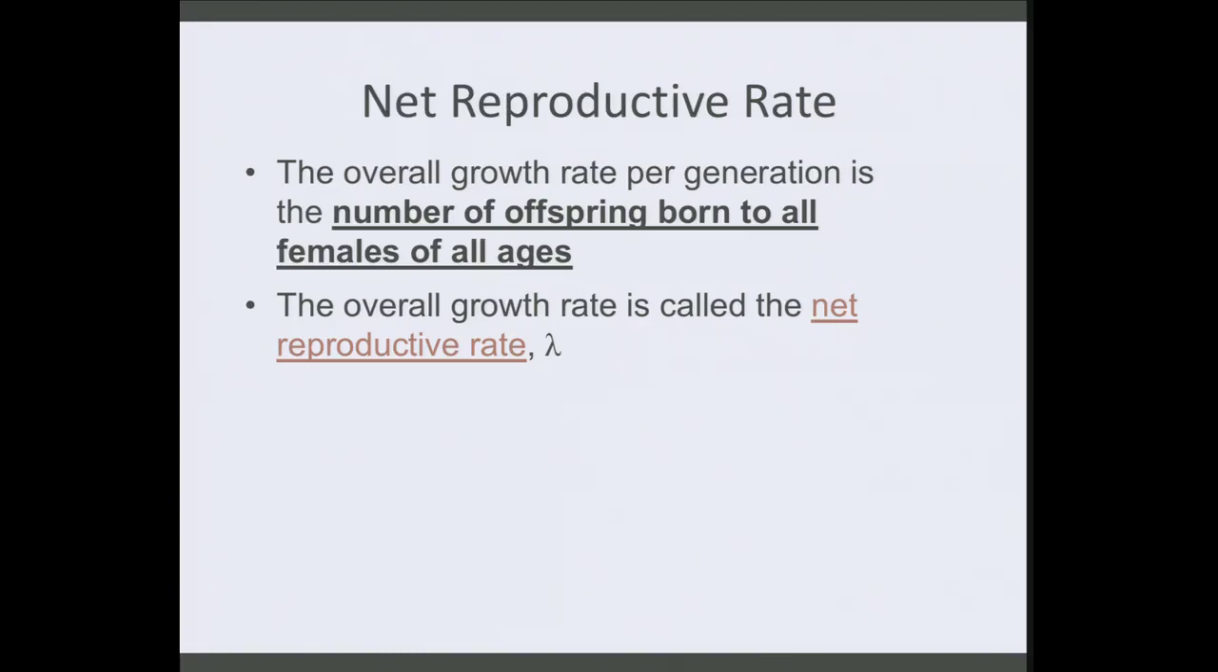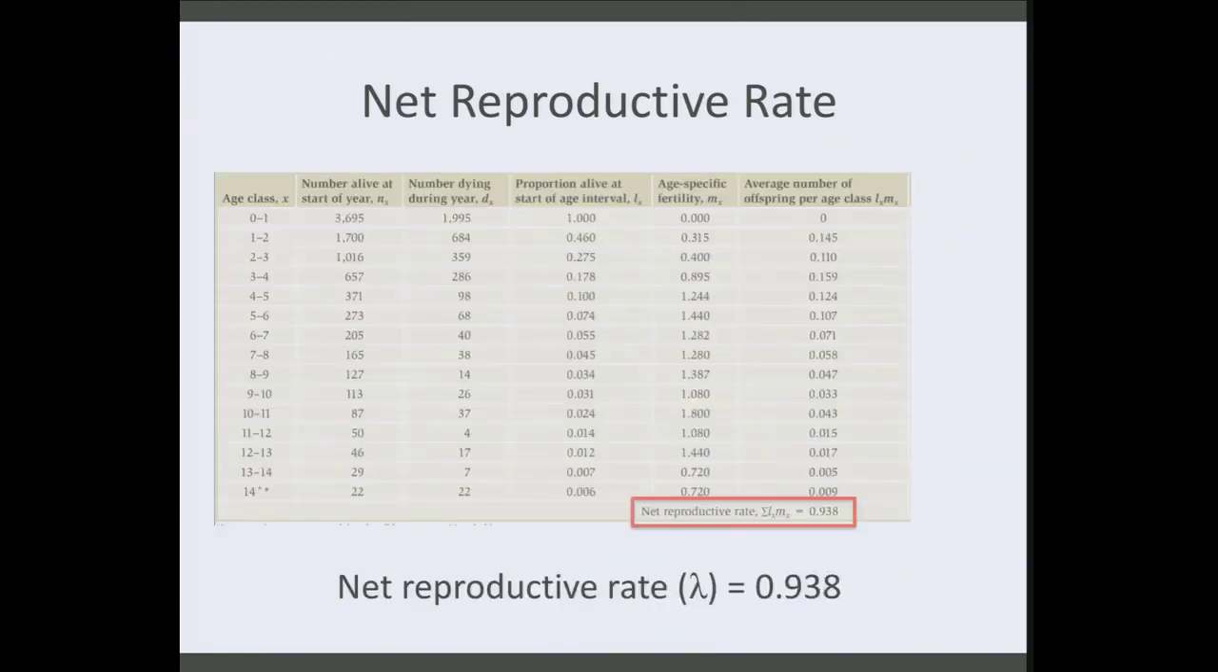And when we add up all these numbers, we get something called the net reproductive rate, or lambda. So adding them all up here, we get a lambda of 0.938. So what does this mean? Well, this means that per female throughout the course of her entire life, whether she lives 1 year, 10 years, somewhere in between or somewhere longer, she is going to, on average, produce 0.938 female offspring.